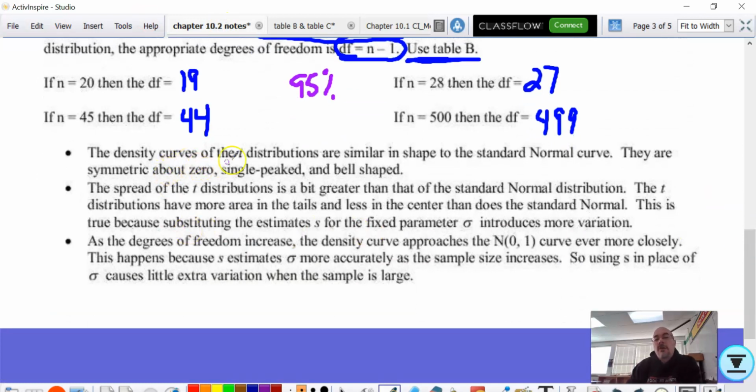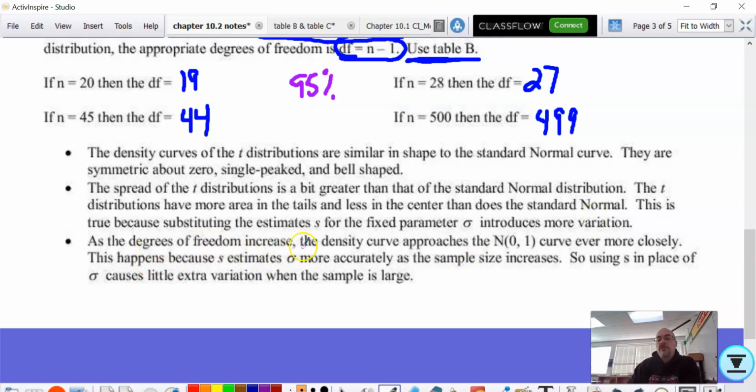The density curves of the t distributions are similar in shape to the standard normal curve. They are symmetric about zero, single-peaked, and bell-shaped. The spread of the t distribution is a bit greater than that of the standard normal distribution. The t distribution has more area in the tails and less in the center than does the standard normal. I'll show you a picture on the next page. This is true because substituting the estimate s for the fixed parameter sigma introduces more variation. So it's going to be a little bit wider, a little bit more variable.